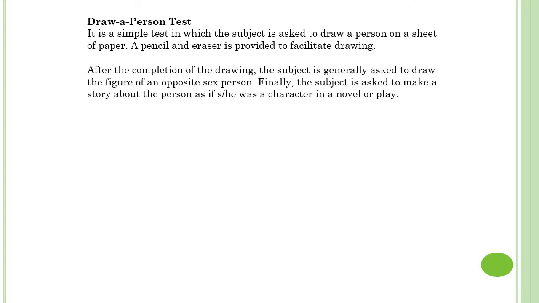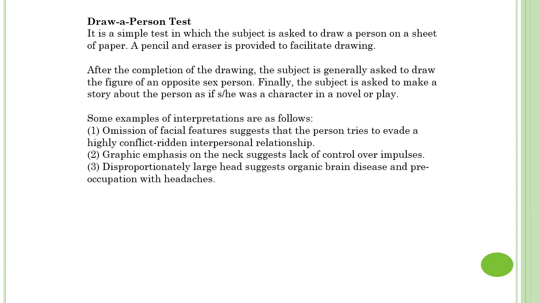After the completion of the drawing, the subject is generally asked to draw the figure of an opposite sex person. So if I am a girl, I have to draw a picture of a boy. If you are a boy, you have to draw the picture of a girl. Simple. Finally, the subject is asked to make a story about the person as if she or he was a character in a novel or play. Then you have to describe the person you have drawn. How will you describe that person?